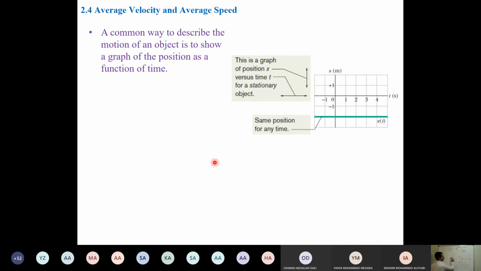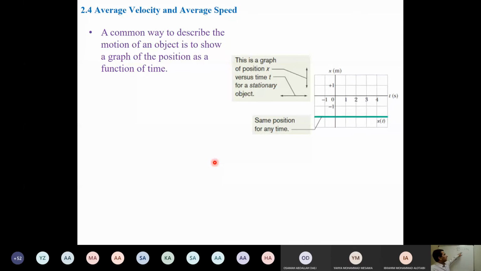Whenever you have a distance, I covered 2 meters in 2 seconds. And someone can ask me what is my speed? I can cancel out the 2's. I will get 1 meter per second. And this 1 meter per second is actually my average speed.